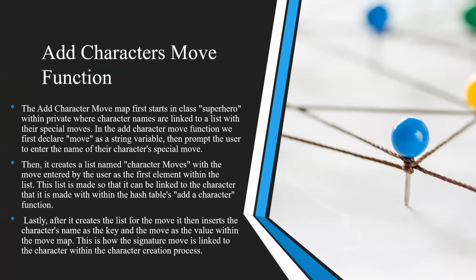Add character move function. The add character move function first starts in superhero within private, where character names are linked to a list with their special moves. In the add character move function, we first declare a move as a string variable, then prompt the user to enter the name of the character's special move. Then it creates a list named character moves with the move entered by the user as the first element within the list. The list is made so that it can be linked to the character that is made within the hash table's add a character function. Lastly, it creates the list for the move and inserts the character's name as the key and the move as the value within the map. This is how the signature move is linked to the character within the character creation process.